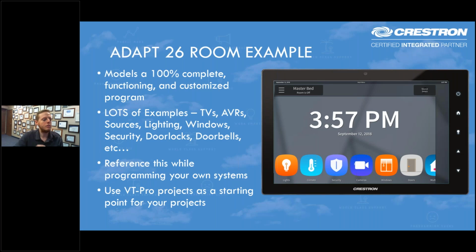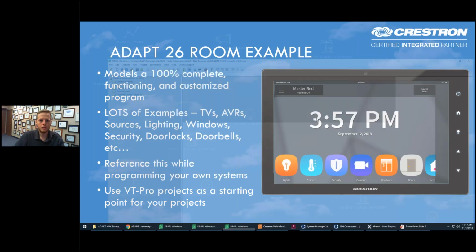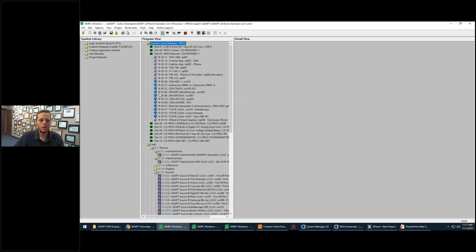However, you will use the VT Pro projects of this 26-stream example as a starting point for your own projects. So, our VT Pro projects that are associated with our 26-stream example are exactly what you should be using on your own production jobs. So let's flip over and take a look at this 26-stream example and get kind of an idea of what we've done in our latest example.